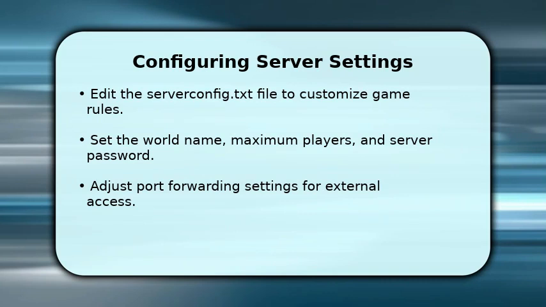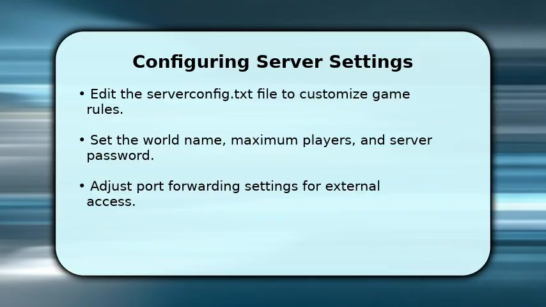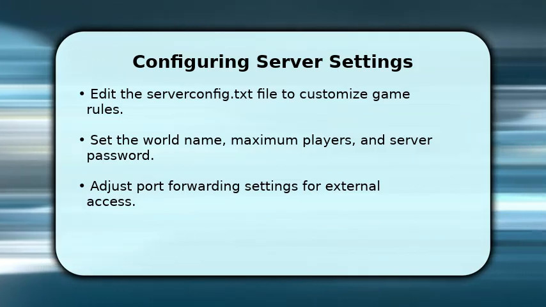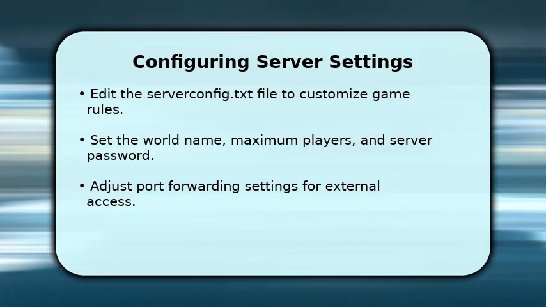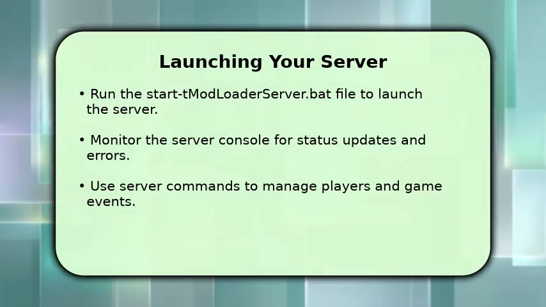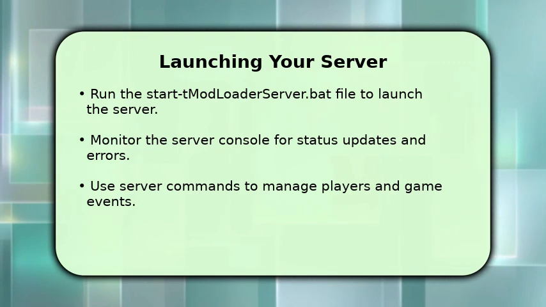Next, locate and open the server config.txt file within your server folder. This is where you'll customize your server's behavior. You can set the world name, define the maximum number of players, and establish a secure server password. For friends to join from outside your local network, you'll also need to configure port forwarding on your router, typically using port 7777. To launch your server, simply double-click the Start TModLoader server .bat file.